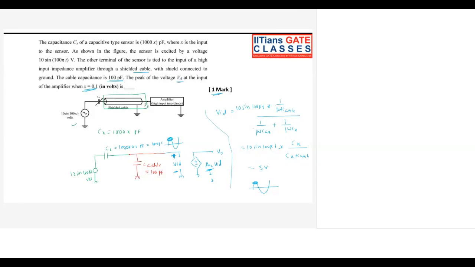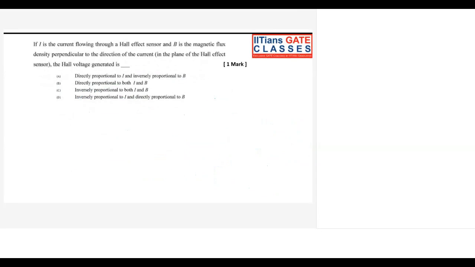Then if you move to the next question, the next question is from the Hall sensor. The question is, if I is the current flowing through the Hall sensor and B is the magnetic flux density perpendicular to the direction of current in the plane of the Hall effect sensor, then the Hall voltage generated is. So this is some sort of theoretical question. We have to know the basics of the Hall sensor, how it is working, and if you know the basics, then only this question could be attempted, right?